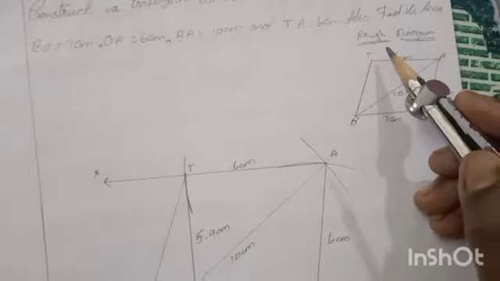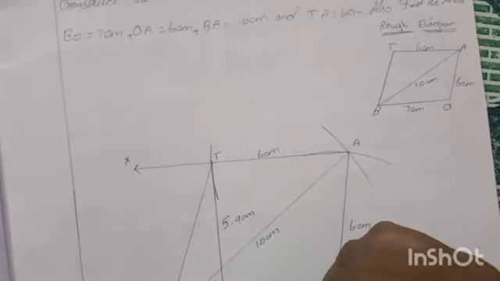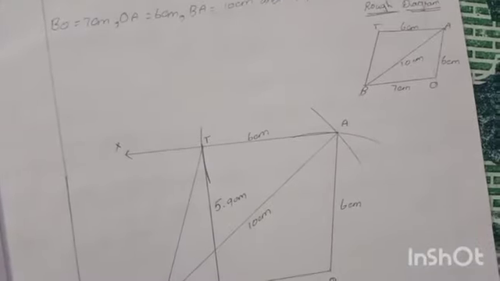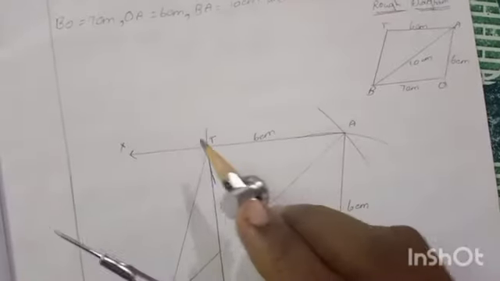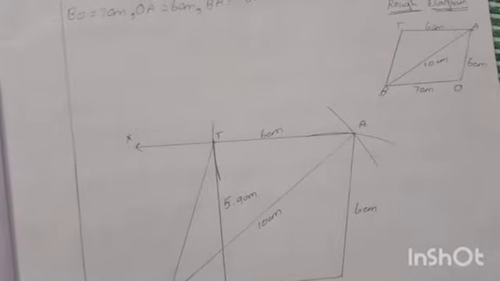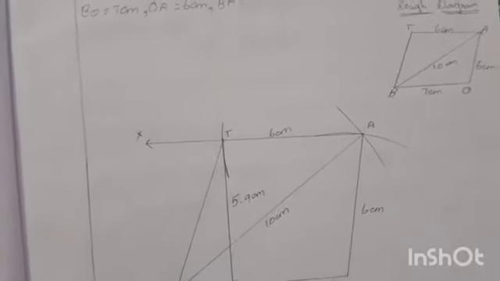What we mentioned in the rough diagram, you have to mention here. So it is T. Now you have to join BT. Now we get the trapezium BOAT. Okay, now we want to find the area.